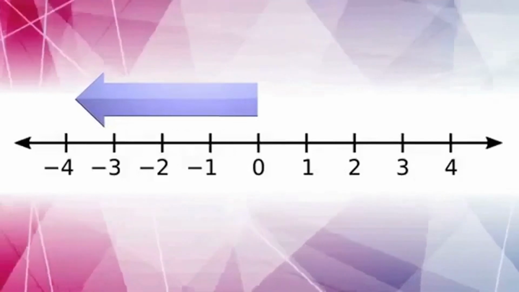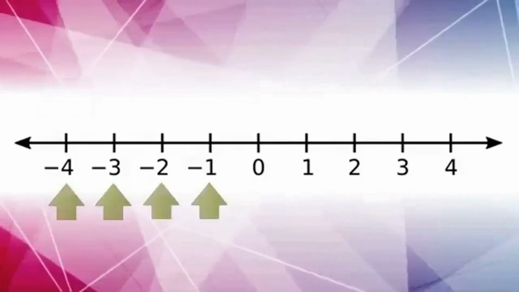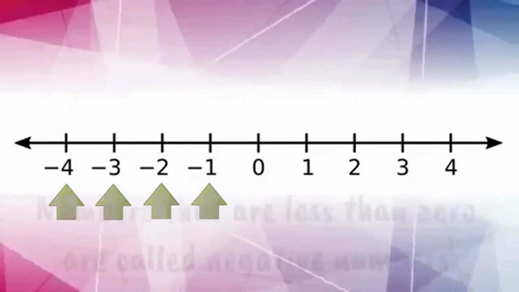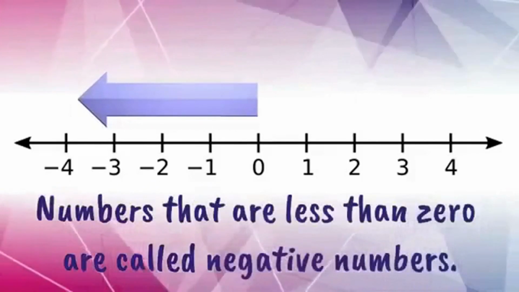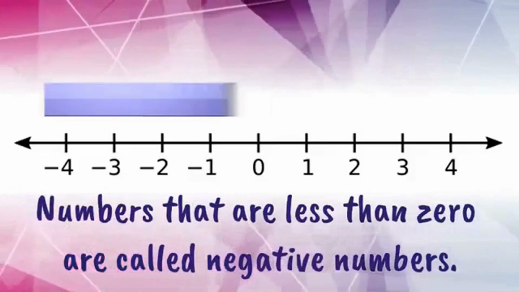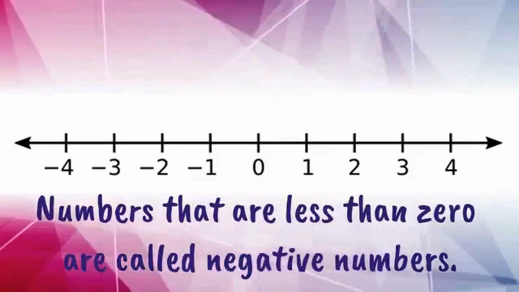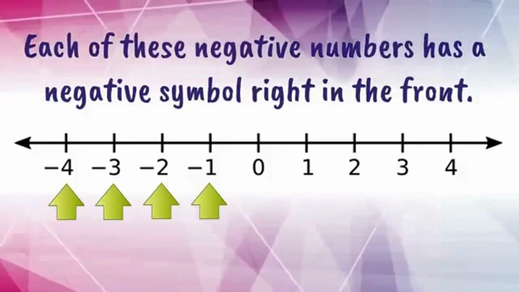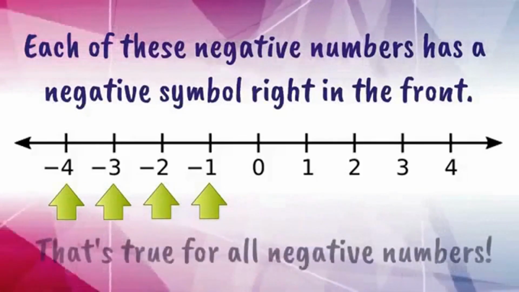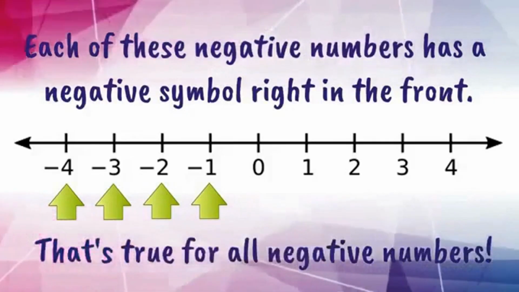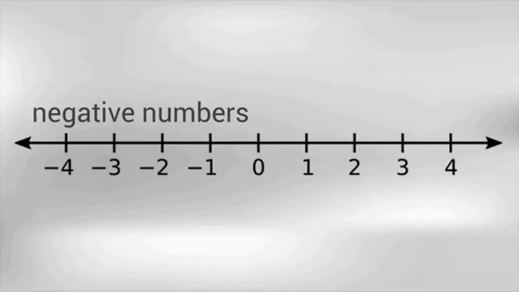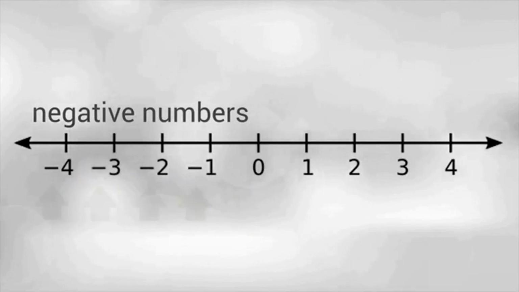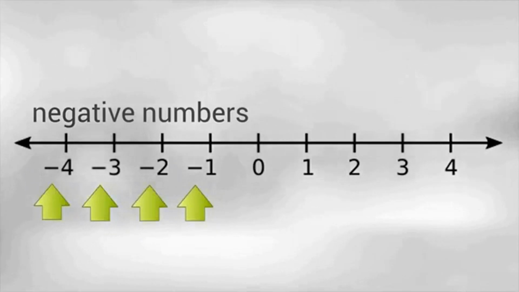I mean, 0 is in the middle of this number line, which means all of these numbers are less than 0. Numbers that are less than 0 are called negative numbers. Negative numbers, that's what they are. Now, you might have noticed each of these negative numbers has a negative symbol right in front. That's true for all negative numbers, so they're really easy to spot. So numbers that are less than 0 are called negative numbers, which makes sense. They have this negative sign in front of them.